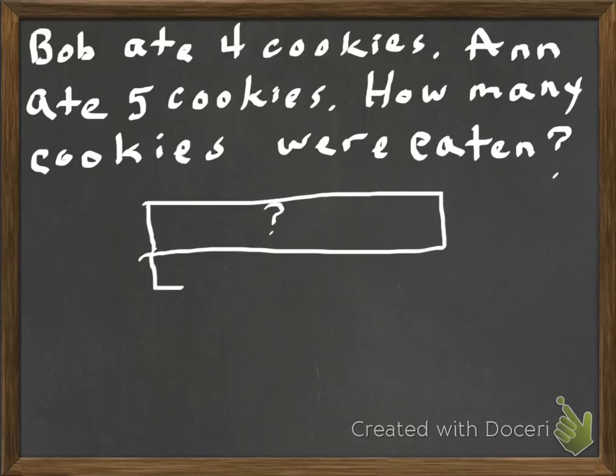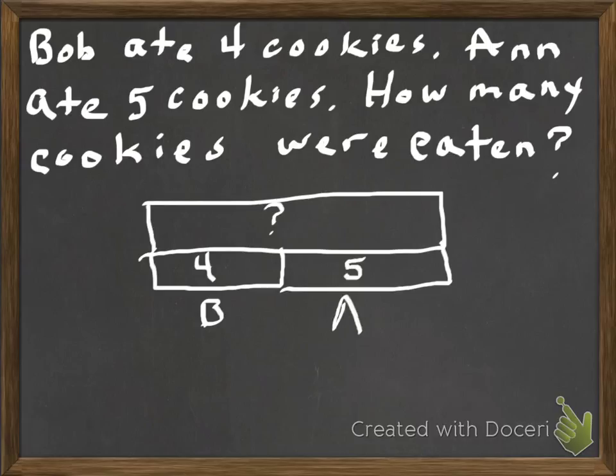I do know that Bob ate some cookies. Bob ate 4 cookies. Ann also ate cookies. Her bar's a little bit larger because she ate 1 more cookie. She ate 5 cookies. What I want to know is how many cookies were eaten. So to solve this problem, I need to add 4 plus 5, and I get 9. My answer is 9 cookies.